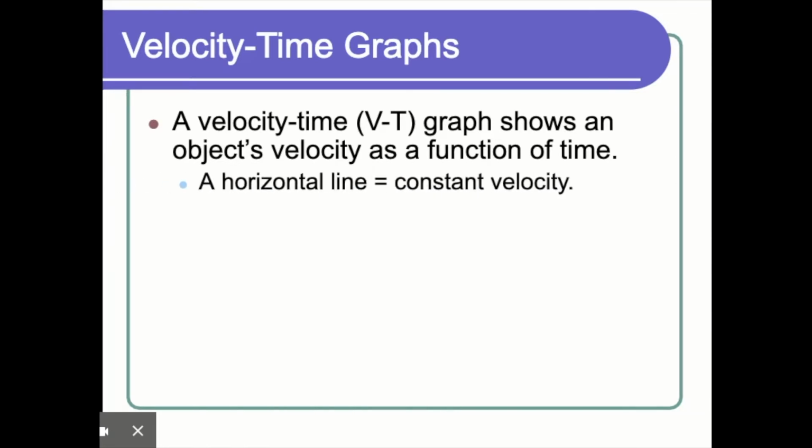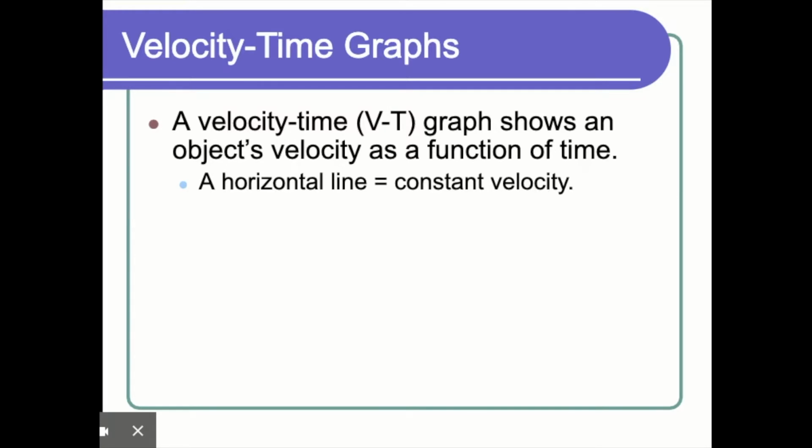On our graph, we're going to have a y and x-axis just like before. Our y-axis is going to have velocity and our x-axis is going to have time. We're going to see different types of lines on this graph. The first type of line that we're going to see is a horizontal line. A horizontal line just means that we have a constant velocity.